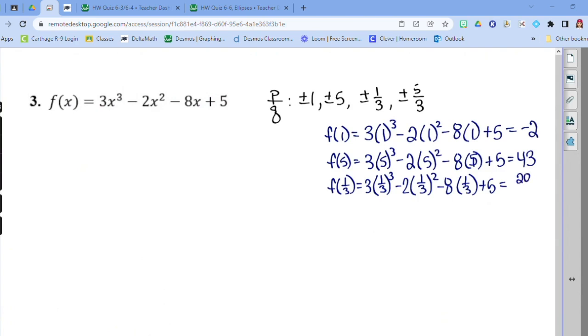Gives us 29ths, so definitely not something we can work with. Hoping that 5/3 is going to work here. So 3 times 5/3 cubed minus 2 times 5/3 squared minus 8 times 5/3 plus 5. And we found our 0. So we're going to put 5/3 in the box.